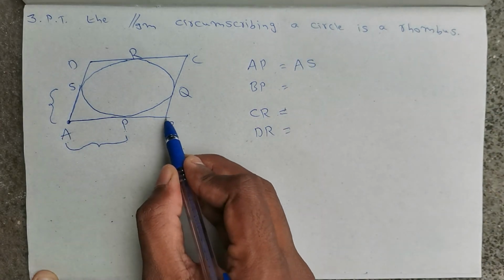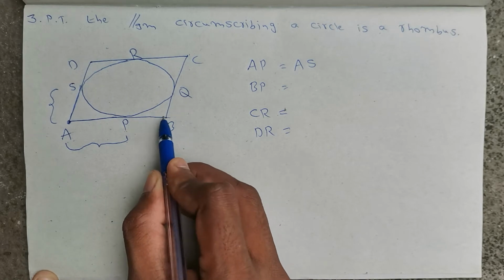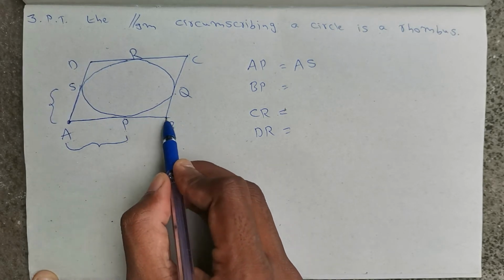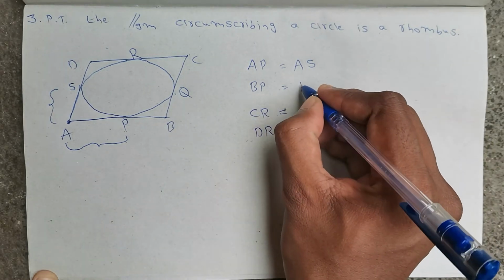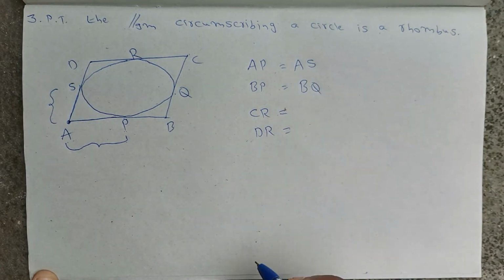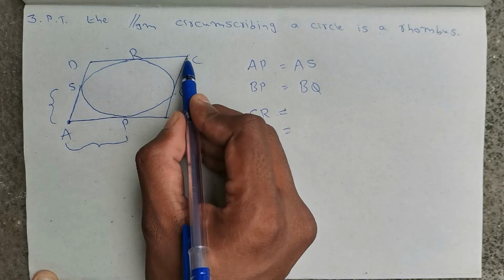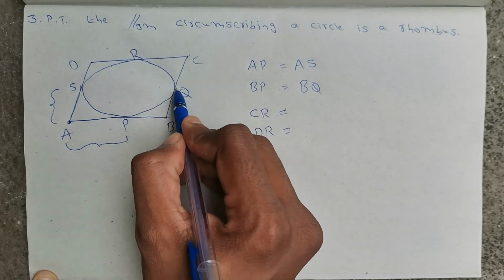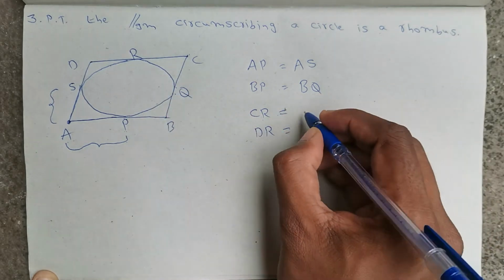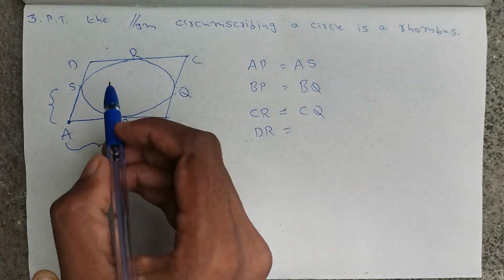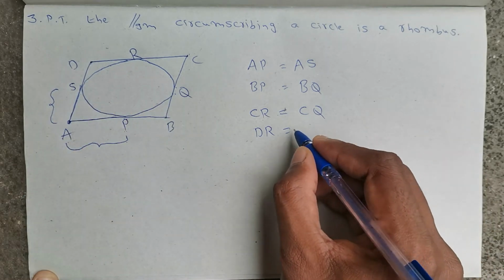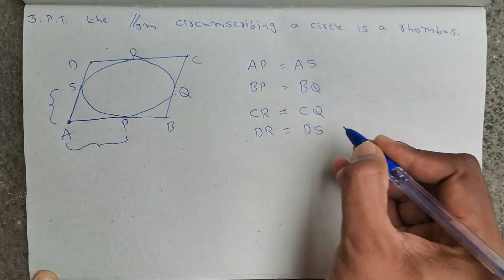The same way, B is a point outside of the circle, then BP is tangent, BQ is tangent. So BP is equal to BQ. Next, CR. Point C is outside of the circle, CR is a tangent, CQ is a tangent. So CR is equal to CQ. Next, DR. D is a point outside of the circle, DR is a tangent, DS is a tangent. So DR is equal to DS.